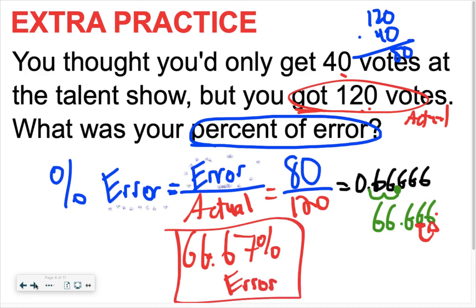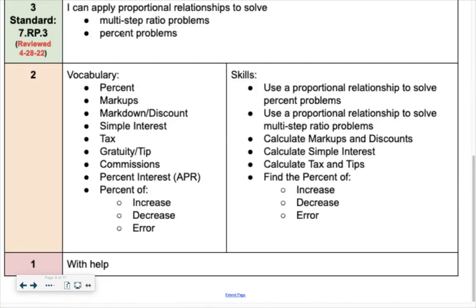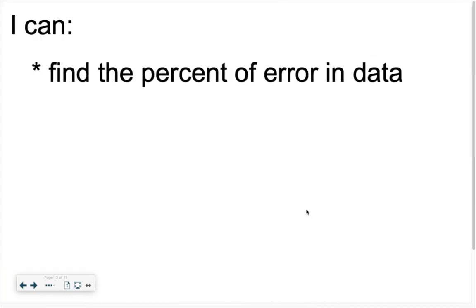Please remember, we have to be able to do this. This is one of our skills way down here. Many things that we have to be able to do for 7RP3, and one of them is to find percent error, just like a previous lesson, very similar. We found percent increase and decrease. So today we're going to work just that. On whatever type of data they give us, we're going to find the percent error, and every time you're going to write out that formula: percent error, where it's the error on top divided by the actual.